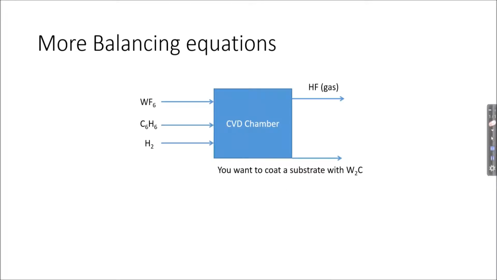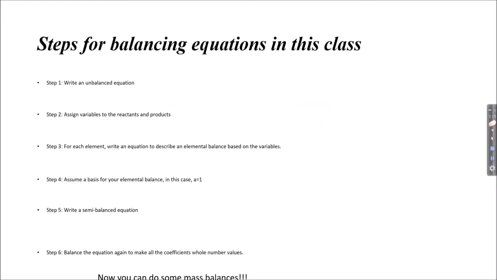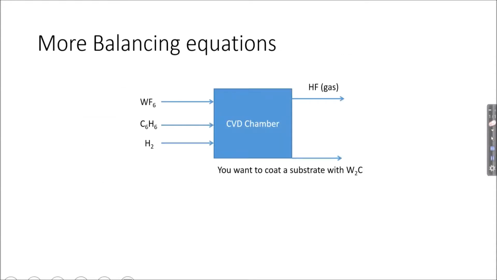Here, we have a chemical vapor deposition chamber. This is a scenario that one might encounter in a semiconductor fabrication facility, something very near and dear to my heart. We're coating a substrate with tungsten carbide. We want to think of this in terms of input and output. Our inputs are our gases, WF6, C6H6, and H2. We have an output of HF gas. Excuse me, I was trying to annotate there. We want to coat our substrate with tungsten carbide, so this would be a reactive material balance.